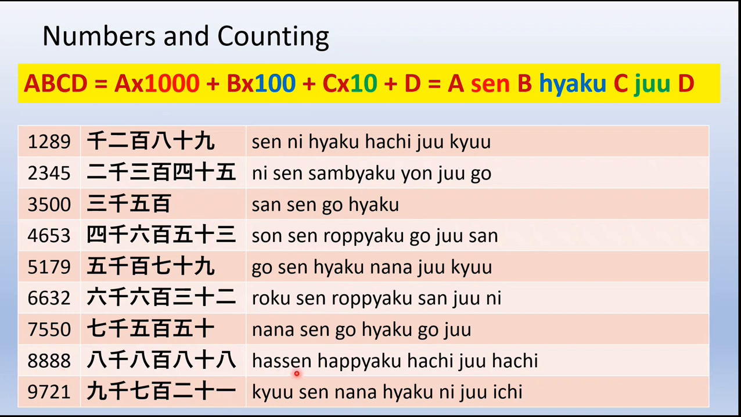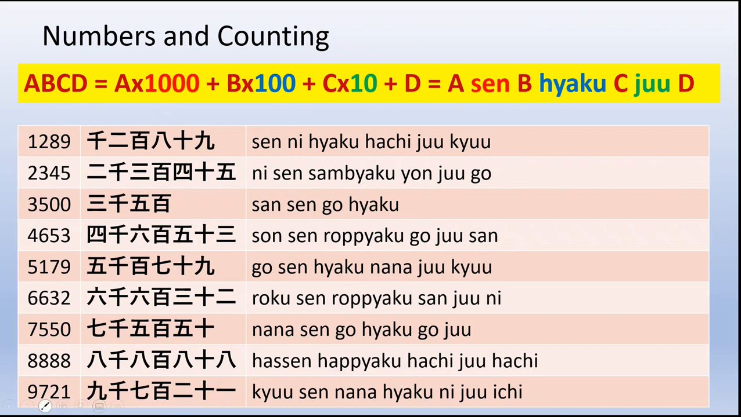8888 is hassen hapyaku hachiju hachi. This is a very interesting number because there are exceptions in at least two places. So 8000 is hassen, 800 is hapyaku, 80 is hachiju, and 8 is hachi. Hassen hapyaku hachiju hachi. 8888.